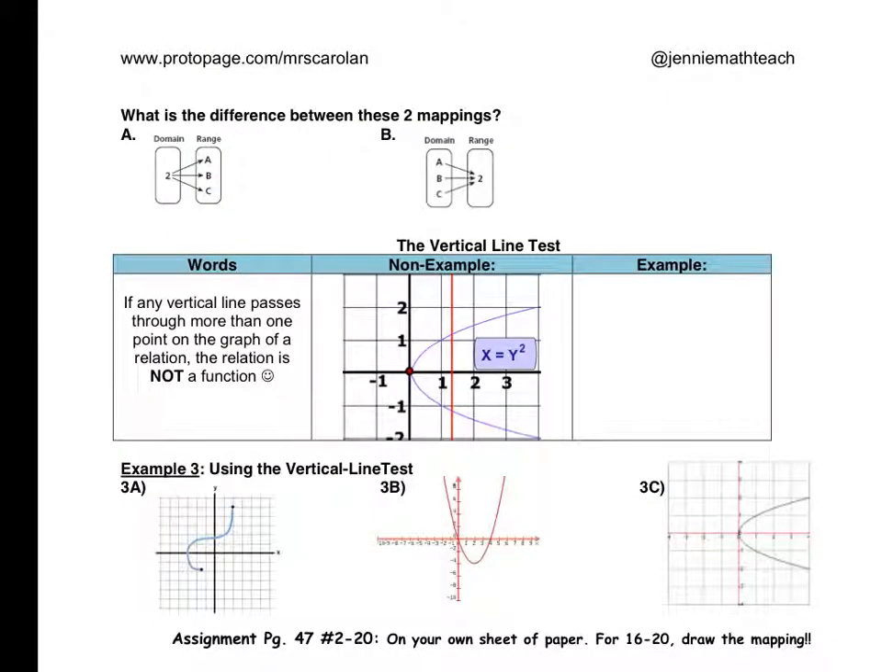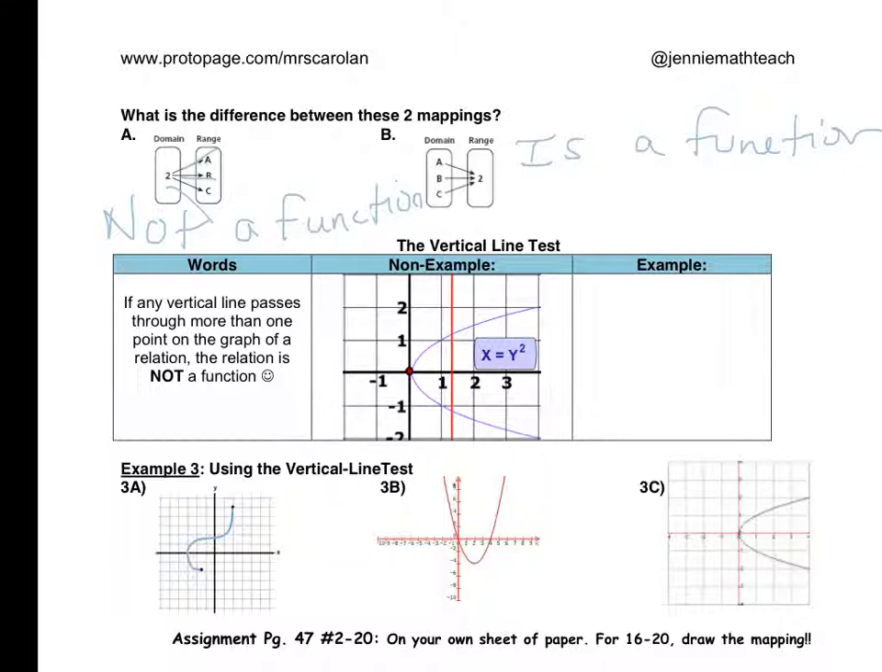The difference between these two mappings is that A is not a function because the 2 is repeated with the A, the B, and the C, and B is a function. If you look in B, the range repeats, but that's okay. The range is allowed to repeat, it's just the domain that can't.